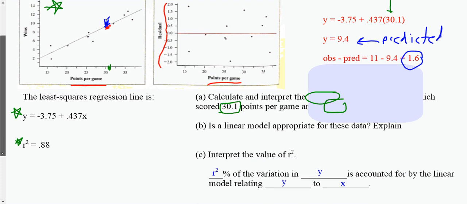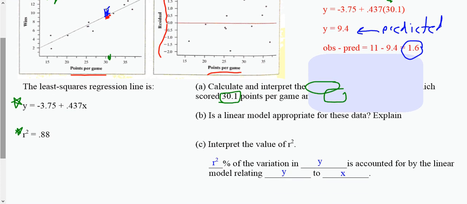Now in ending this, how do you interpret r squared? Well, r squared is your correlation coefficient squared. Now r doesn't give us much value in terms of units. It's hard to explain it in units to anybody who doesn't understand math, but r squared is actually pretty good. It represents a percent, 88%.